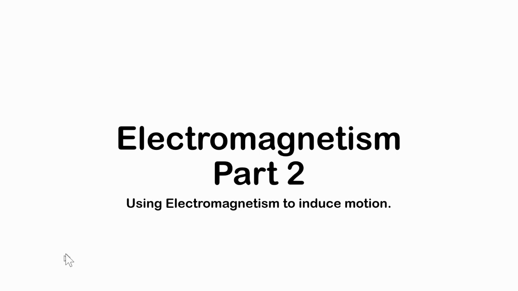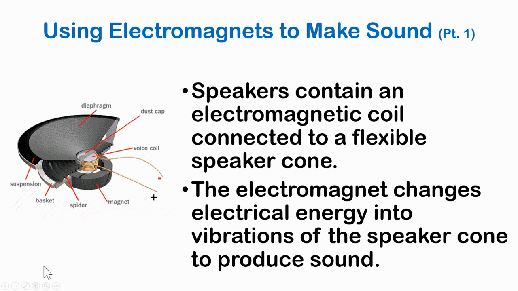One of the coolest ways that we use this is in speakers. Speakers contain an electromagnetic coil connected to a flexible speaker cone. The electromagnet changes electrical energy into vibrations of the speaker cone to produce sound. Let me describe this animated GIF here. At the bottom, this little gray cylinder is a permanent magnet. It says it right here. It's a permanent magnet.